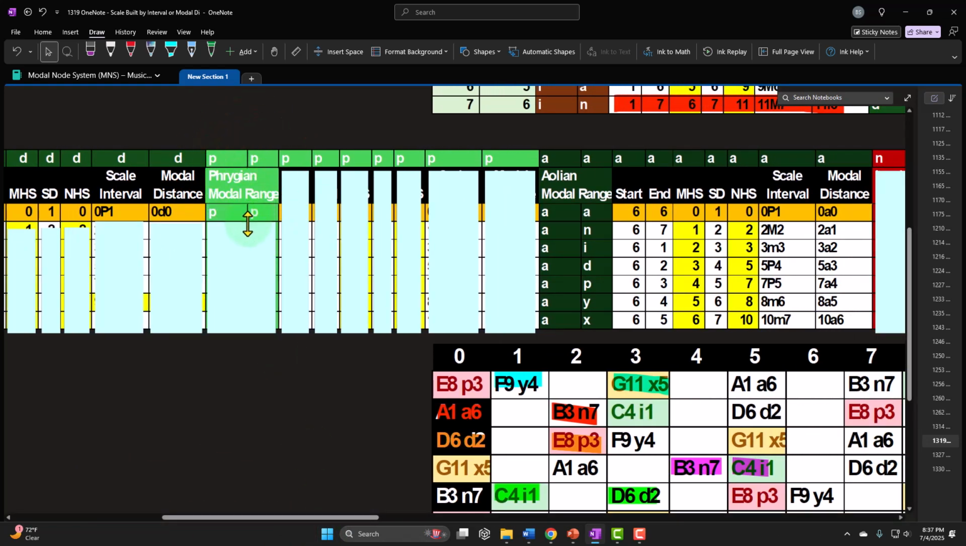Phrygian, the other minor mode, it would be a P to P modal range because we didn't go anywhere. It would be a 3 to 3 modal range because we didn't go anywhere, and the P is the 3 from a natural number system. 0 modal half steps.